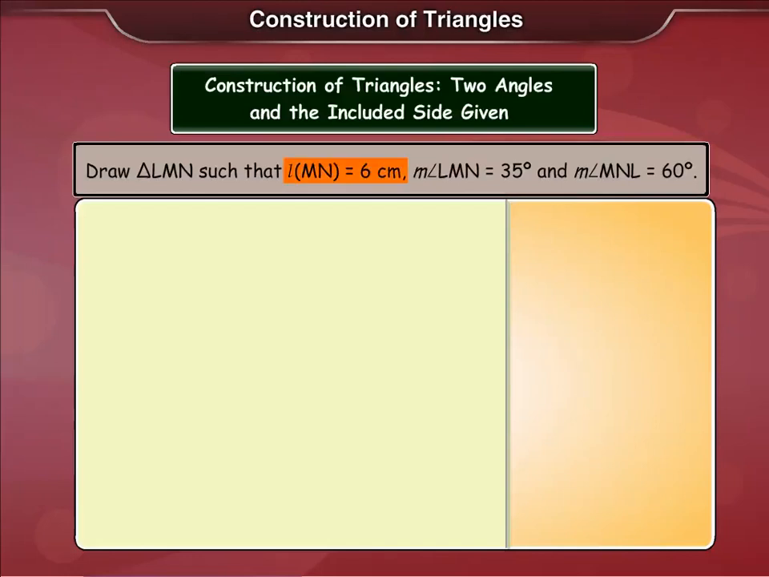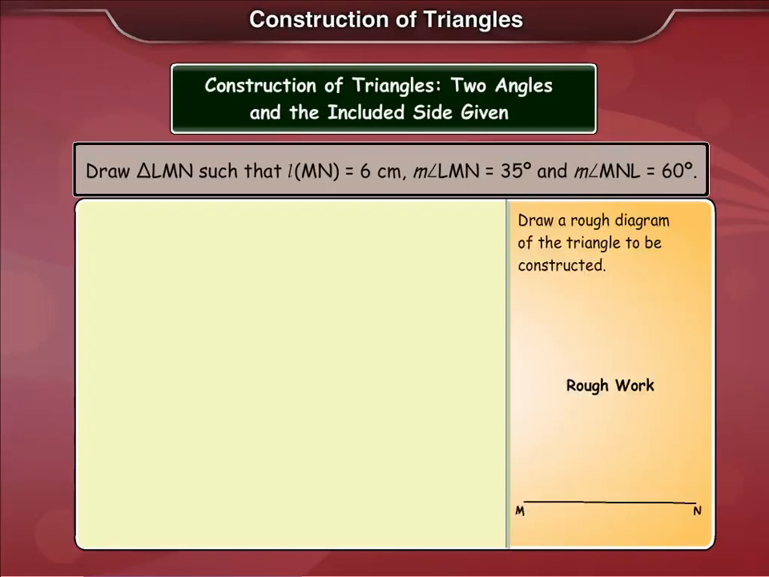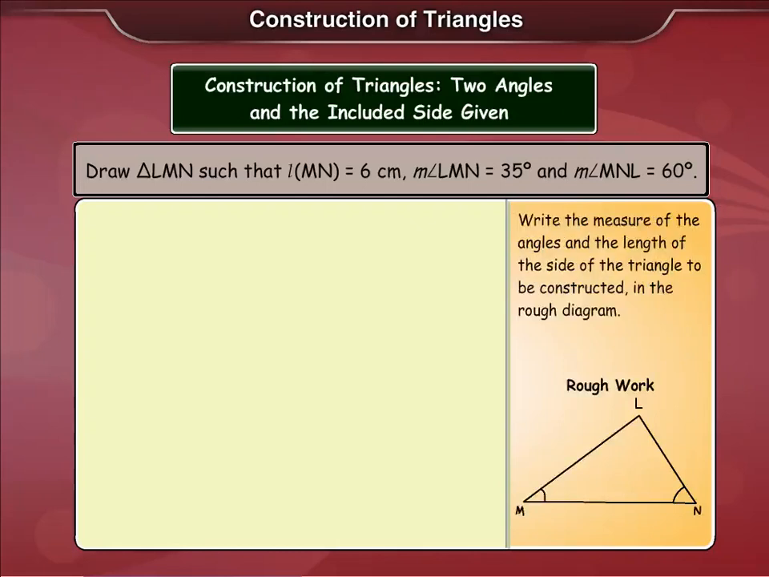Using a scale, draw segment MN of length 6 centimeters. Place a protractor at point M of segment MN and measure angle XMN as 35 degrees. Mark point X at 35 degrees. Join point M and point X to get ray MX. The measure of angle XMN is 35 degrees.